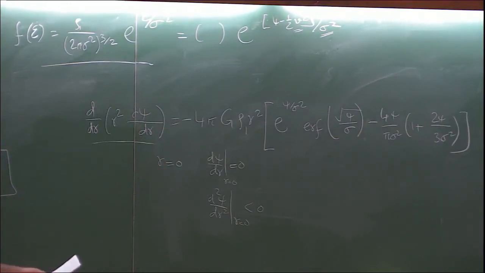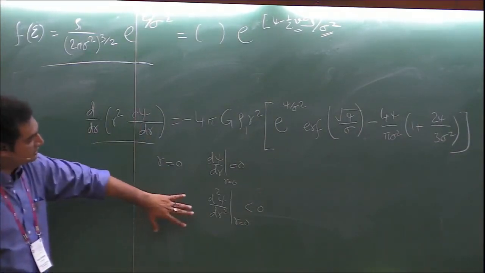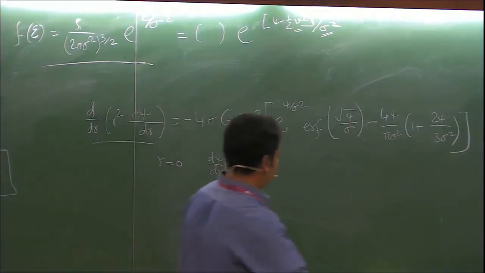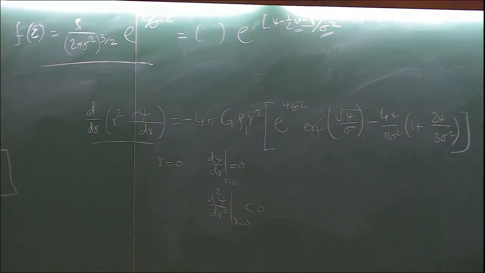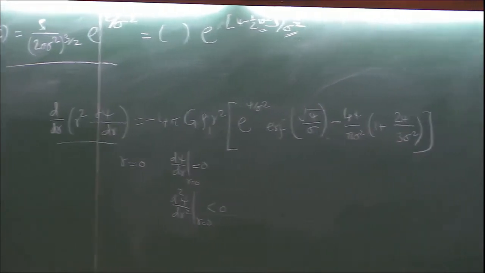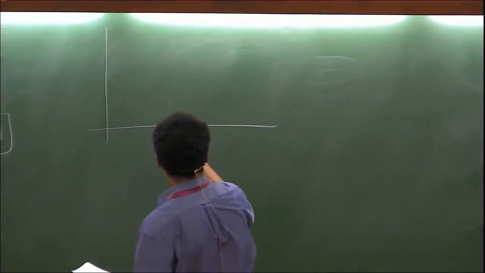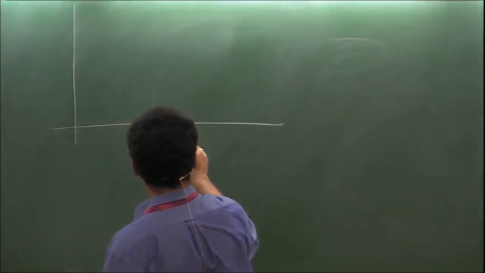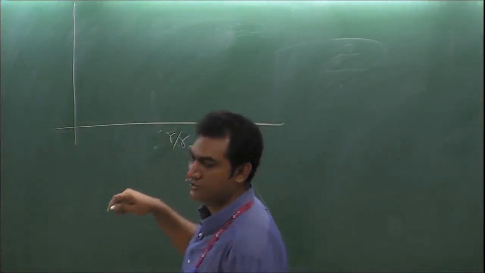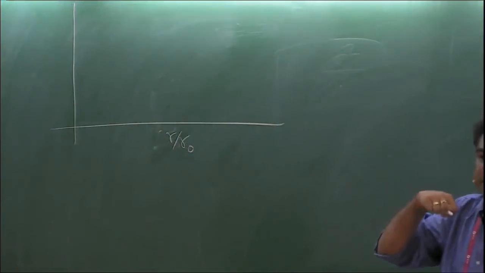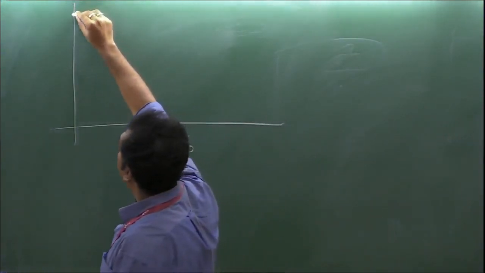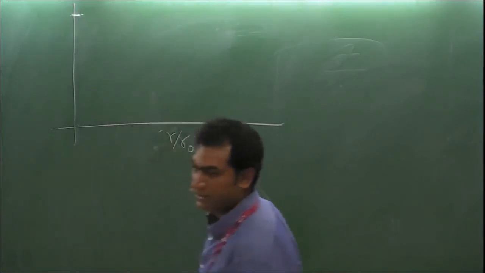So to think of the behavior of a King profile, since this is not analytically solvable, I'm just talking about some interesting behavior. So let's try to draw a density profile. This is some function of r. Actually, this is r over r0. This is the King radius. This comes from renormalizing the central singularity. So at the center, it has some finite value.